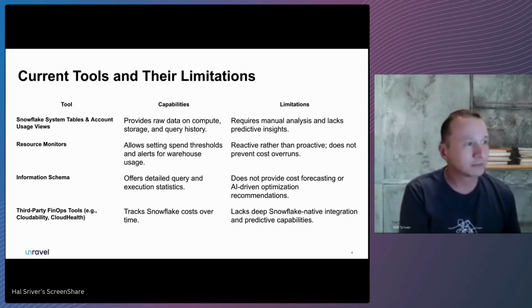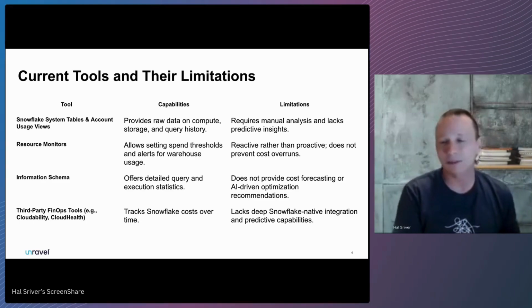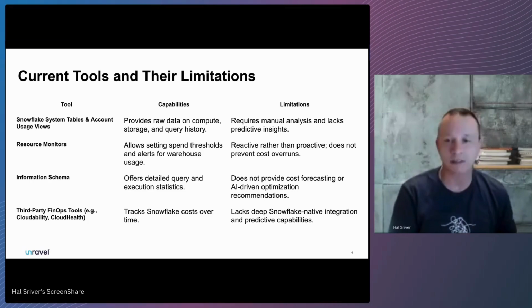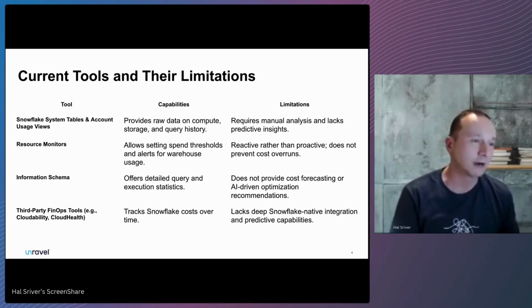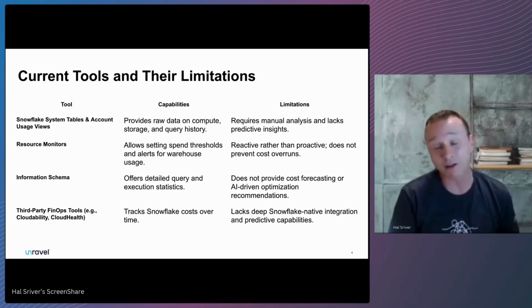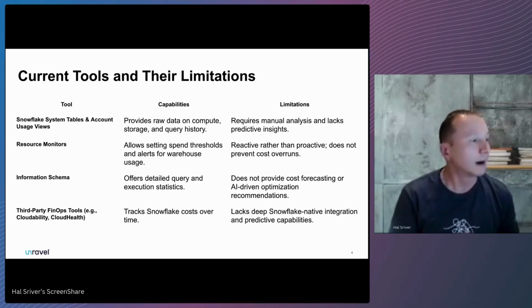Resource monitors, again, yeah, you can set up some thresholds and alerts and things of that nature, but it's more reactive, right? Versus being proactive. And it doesn't prevent those overruns, right?